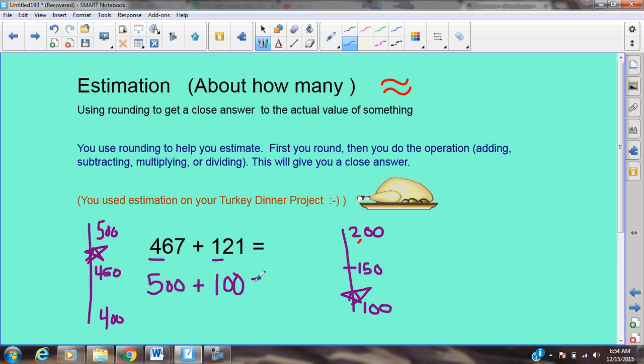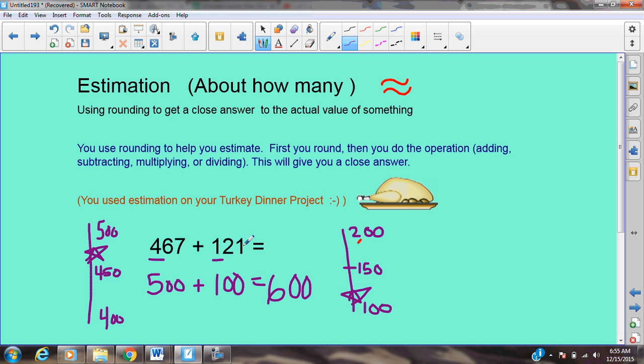So 500 plus 100 is much easier to add, and I can do that in my head, meaning I can do mental math easier if I round. So I have about 600. So 467 plus 121 is about 600. Now, I would use this approximate symbol if I wanted to write 600 right here. But because 500 plus 100 is exactly 600, that's why I use the equal symbol.